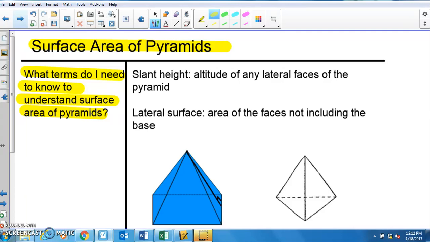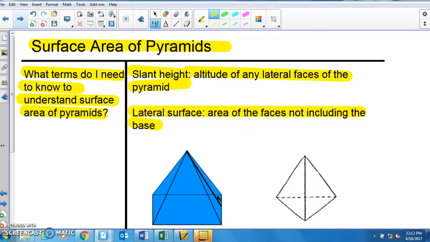There are several new phrases here that you probably have not heard of really. The first one is slant height. Slant height refers to the altitude of any lateral faces of the pyramid. Then we have what's called lateral surface. It's the area of the faces not including the base. So I'm going to take these in two different phases. Let me first of all talk about the slant height.